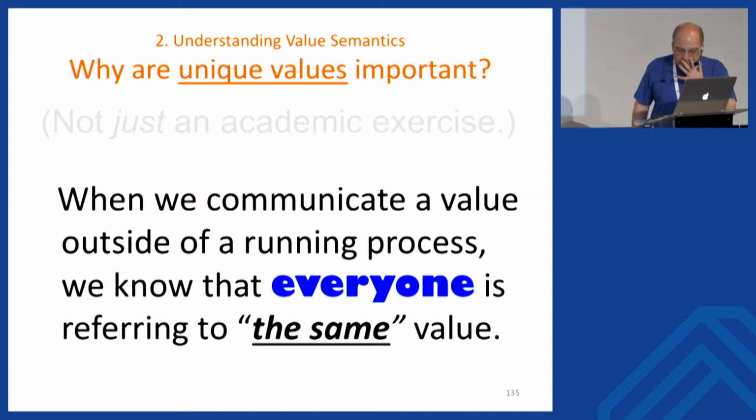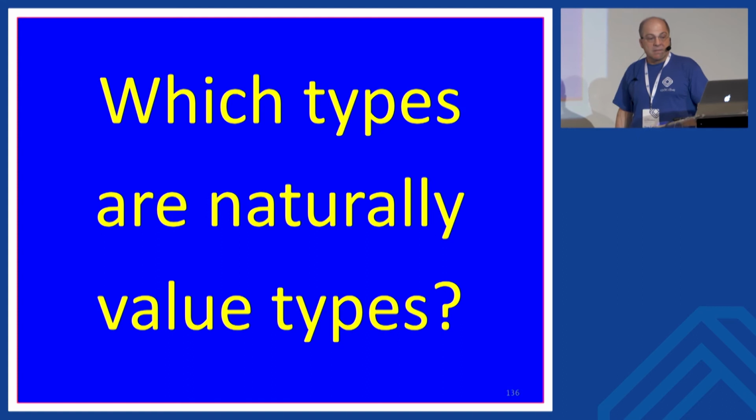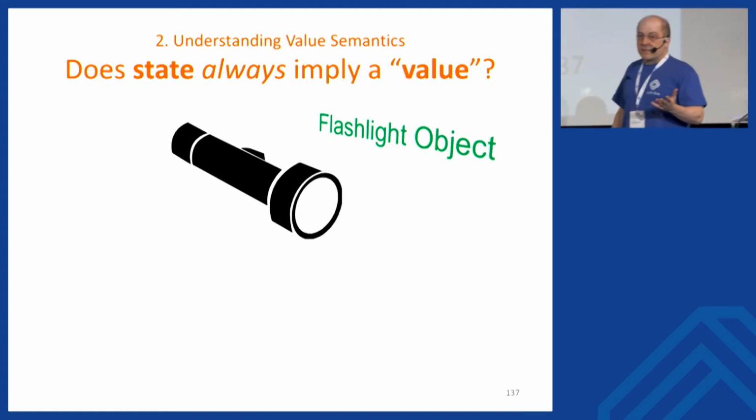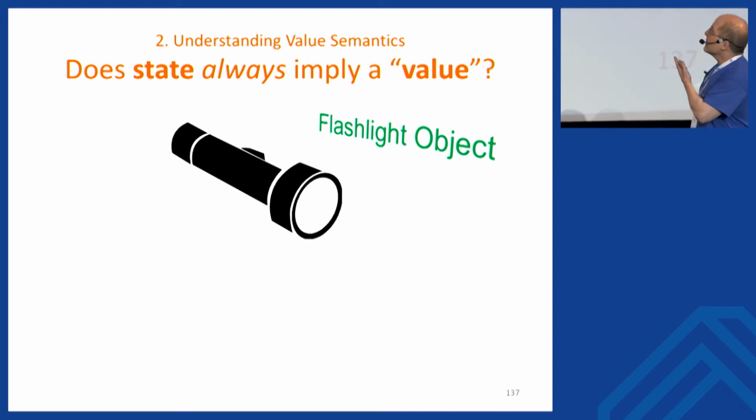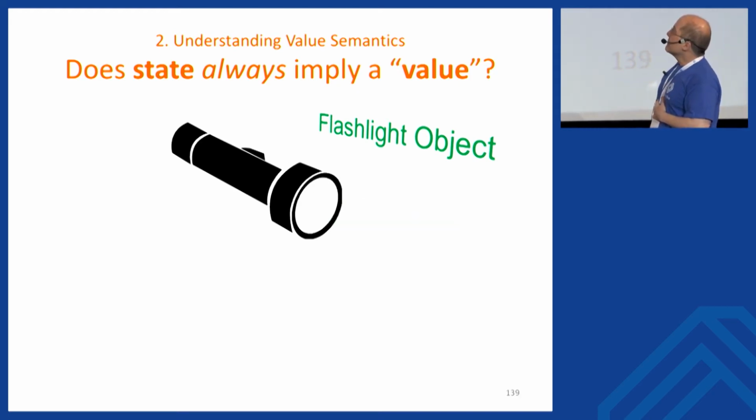You need to start thinking this way. It's not just an academic exercise. We need to be able to communicate value to everyone, and we need them to understand what value means. What types are naturally value types? Not everyone is, right? So what is this? It's a flashlight. Look at that.